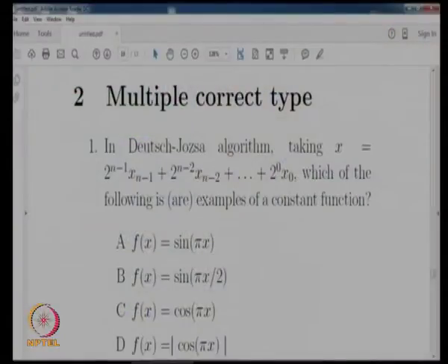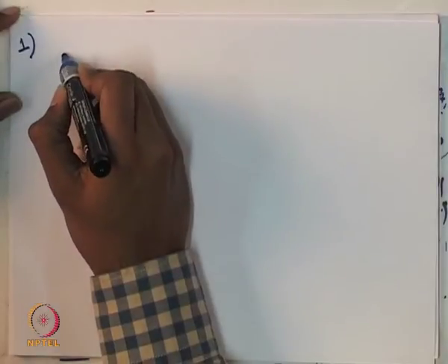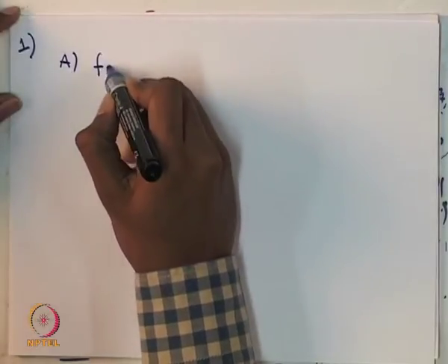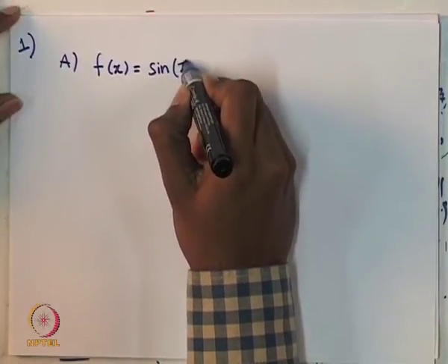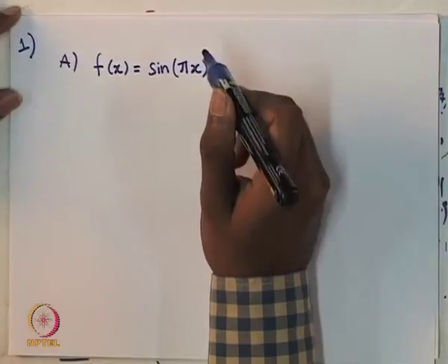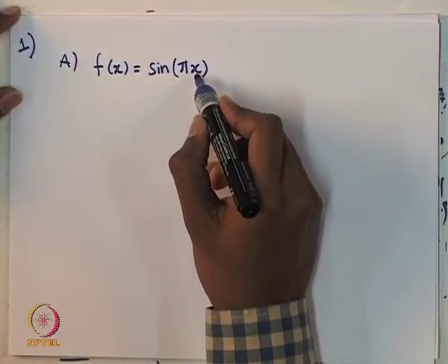Now let us look at multiple select questions, where the first two questions correspond to constant functions and balanced functions. We need to know which function is a balanced function and which function is a constant function. So let us consider option wise. A is given as f of x equal to sin pi x. So change the values of x.